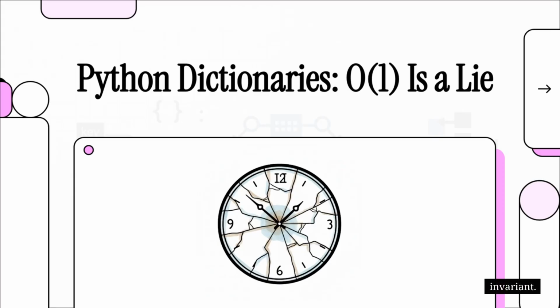All right, let's get right into it. We're going to talk about something you probably use every single day if you write Python, the dictionary. You know, it's the workhorse of the language, it's fast, it's flexible, and we all just trust it. But what if I told you that its most famous feature, that lightning-fast performance, is kind of built on a lie? A very convenient lie, but a lie nonetheless.